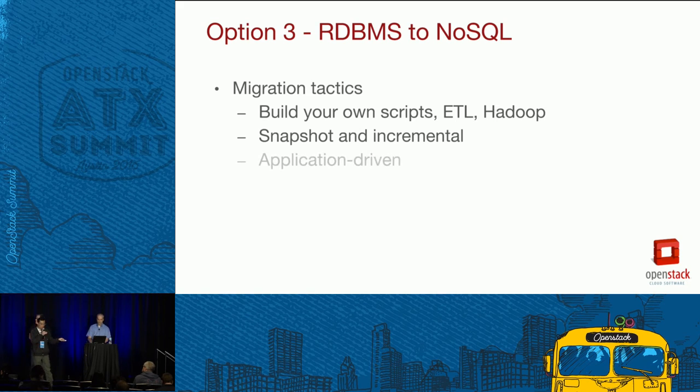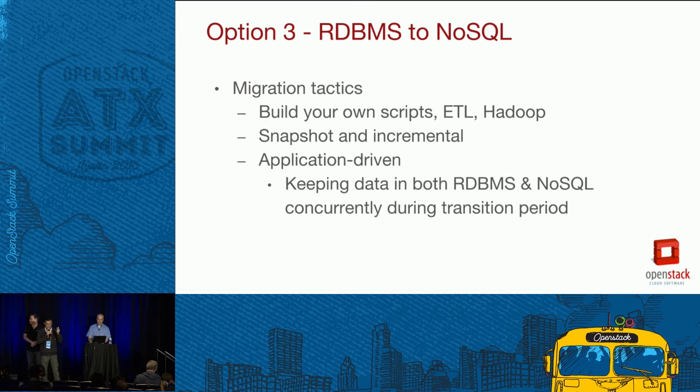Another thing I want to talk more about is the application-driven model. What I mean is keeping the data in both the RDBMS and NoSQL concurrently during the transition period. When you're migrating the application, your application just has to write two things: write to the RDBMS, and at the same time write to the NoSQL. So you're keeping two copies of the data at the same time. These tactics have been used by a lot of companies today.